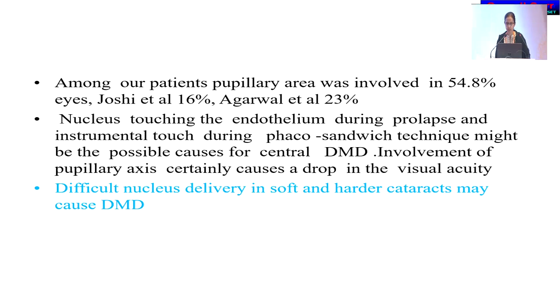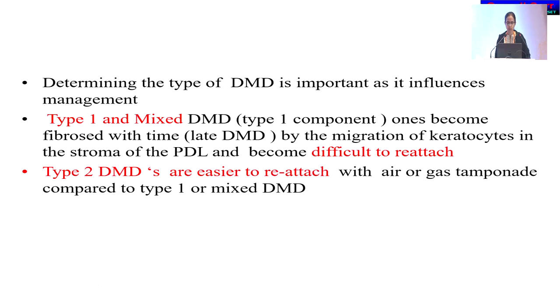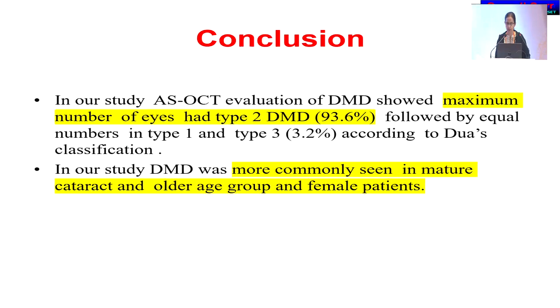Difficult nucleus delivery in soft and harder cataracts may cause DMD. The physiological cleavage plane that exists between the anterior most adhesive zone of DM and the corneal stroma can be disrupted by mechanical forces, suggesting a weak attachment. This may be the probable cause for the greater number of type 2 DMDs in our case. Determining the type of DMD is very important as it influences the management, because type 1 and mixed DMDs are difficult to reattach, and type 2 is easier to reattach with air or gas tamponade compared to type 1.